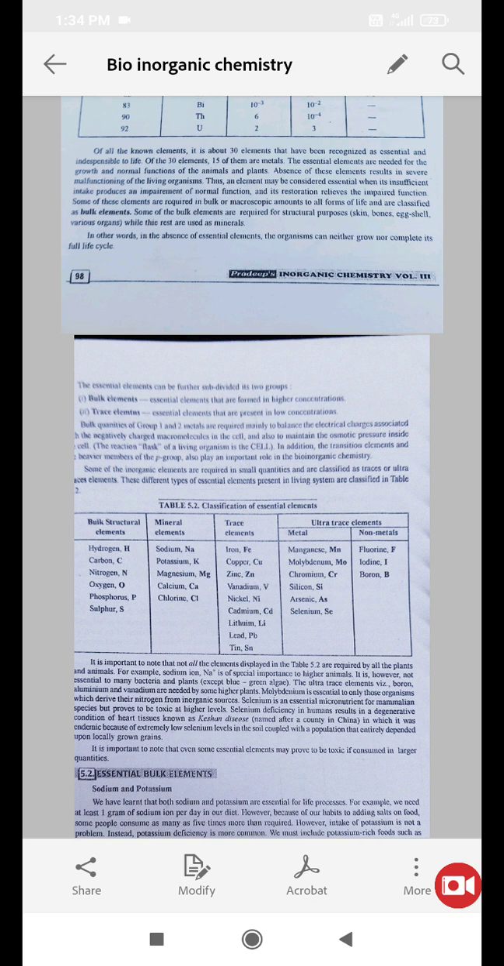In addition, the transition elements and the heavier elements of the p group may play an important role in bioinorganic chemistry. Some of the inorganic elements are required in small quantities and are classified as trace or ultra trace elements. The different types of essential elements present in the living system are classified in table 5.2. Bulk structural elements: hydrogen, carbon, nitrogen, oxygen, phosphorus, sulfur. Mineral elements: sodium, potassium, magnesium, calcium.